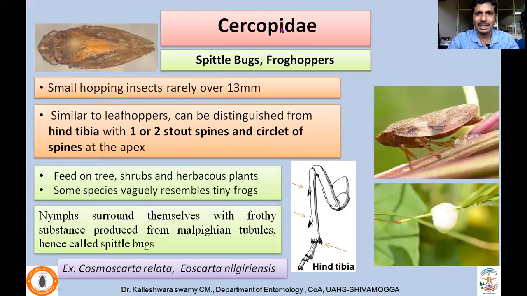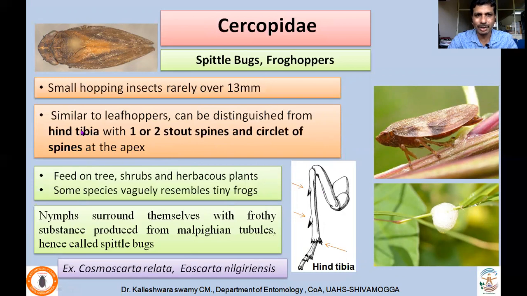Coming to the next family, Cercopidae. They are called spittlebugs or frog hoppers. They are small hopping insects. They jump, and their size rarely exceeds 13 mm. They are similar to leafhoppers. At first look, beginners may confuse them with leafhoppers. They can be distinguished by the hind tibia with one or two stout spines and a circlet of spines at the apex.